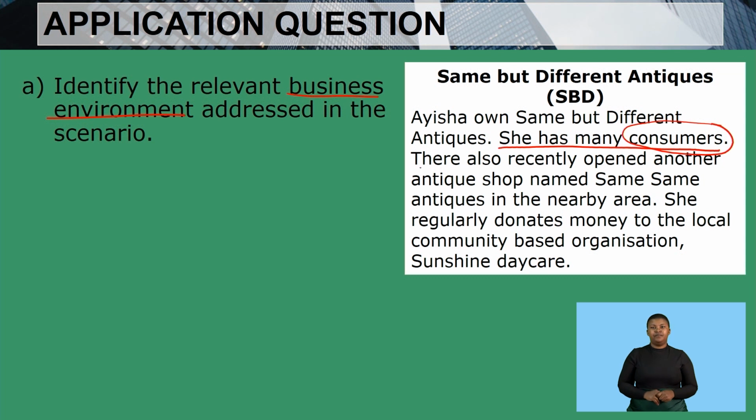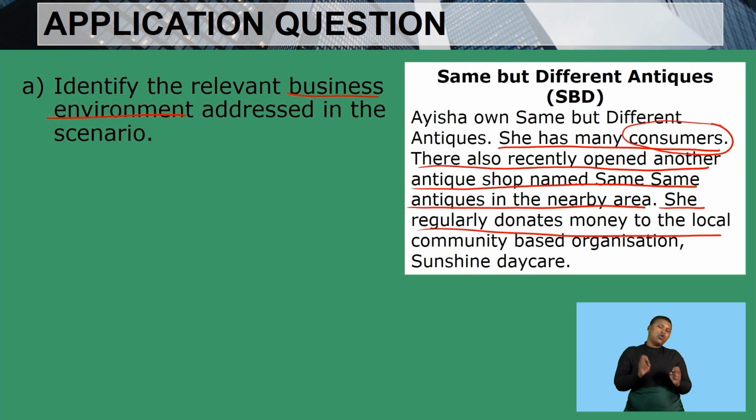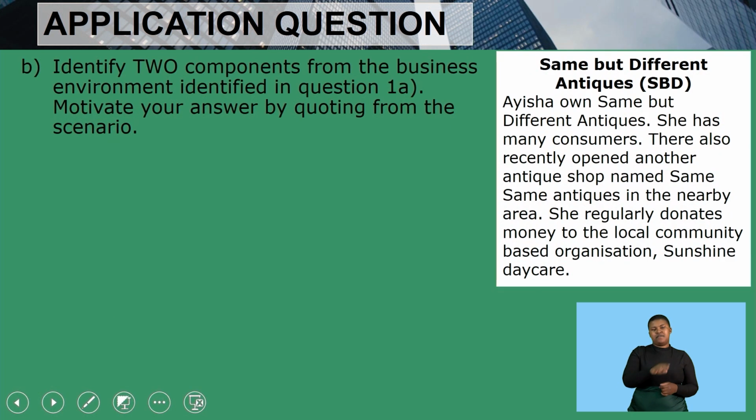And then it also refers to Same Antiques, which opened its doors in the nearby area, of course, a competitor. And then it continues and says she regularly donates money to the local community-based organization. So when we look at consumers, competitors, and CBOs, they are, of course, all components of the market environment. So our answer here will be market environment. Okay, so now we can move on to question B.